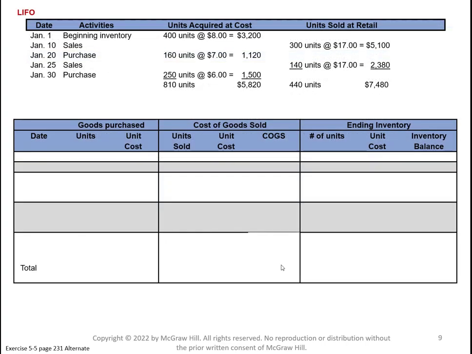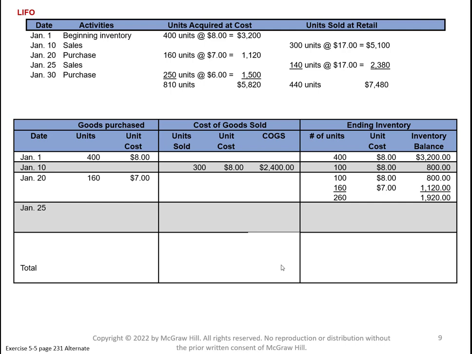We have one left to go, which is LIFO. It starts off looking the same as FIFO. Last in, first out means we're selling the most recently purchased ones first. We sold 300 units. We only have a group at 8. So again, this will look just like FIFO so far. We made a purchase on January 20th of 160 at 7. Bring over our balance. Bring down what you had and add the 160 at 7.